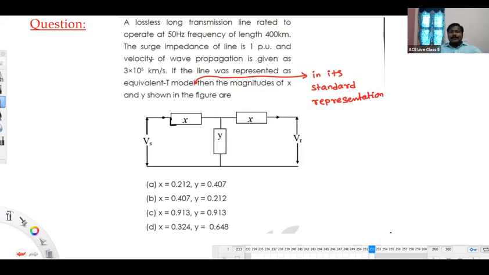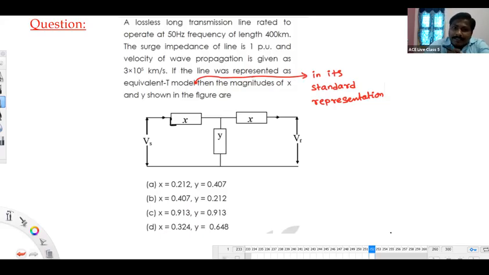A lossless long transmission line is rated to operate at 50 Hz frequency, with a length of 400 kilometers. The surge impedance of the line is 1 per unit. Surge impedance is given in per unit form, so you should be careful. The velocity of wave propagation is given as 3 into 10 power 5 kilometer per second.